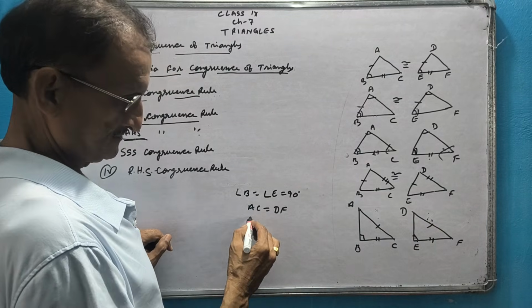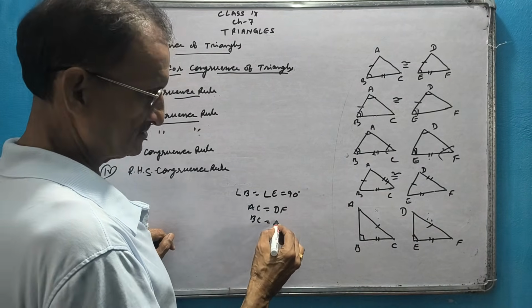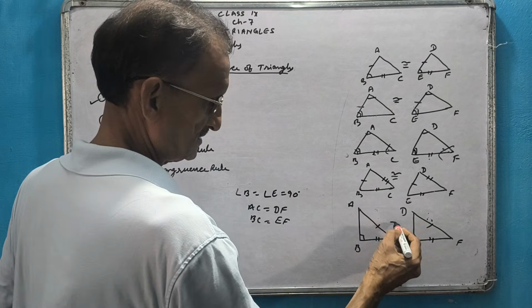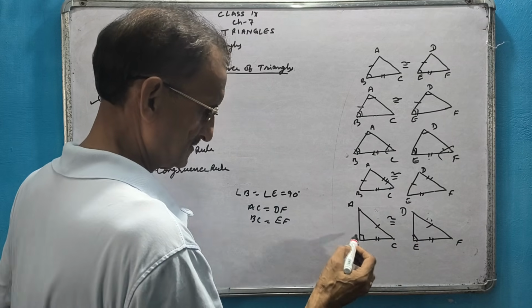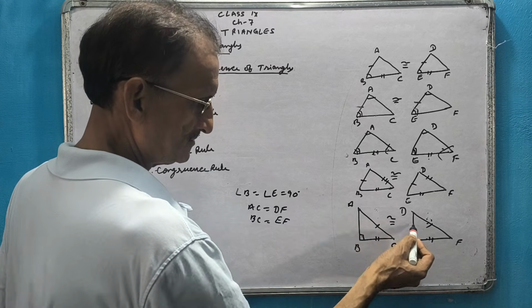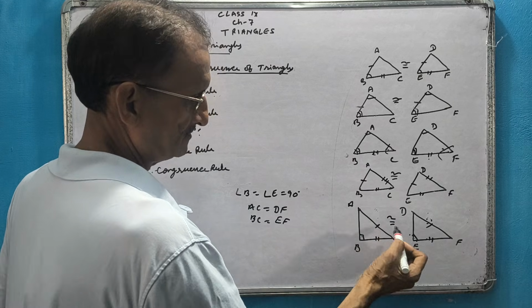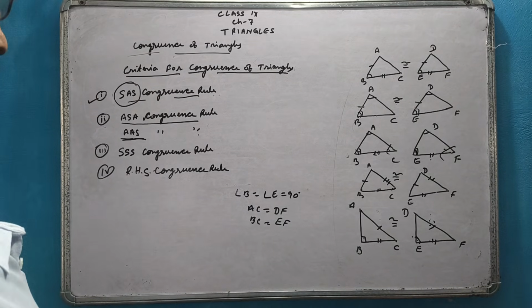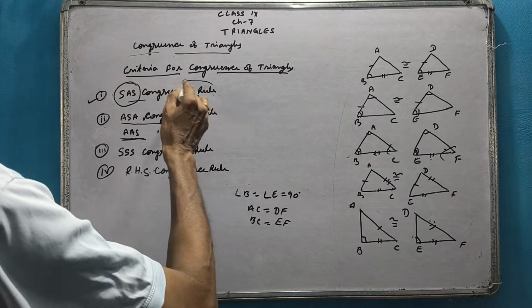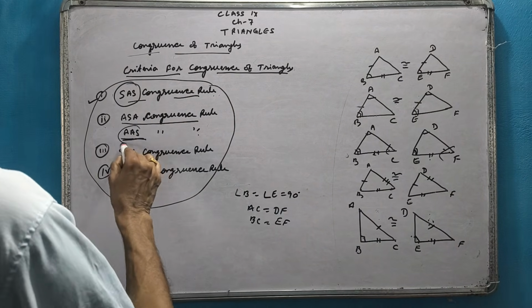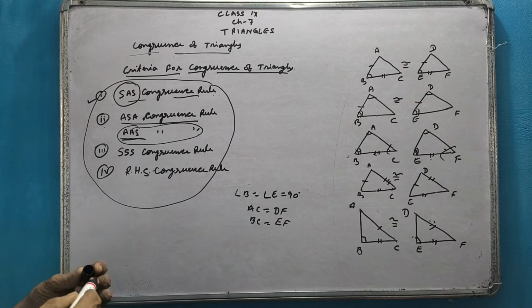and BC is equal to EF, then these two triangles will be congruent by the right angle hypotenuse side rule. It can be either BC equal to EF or AB equal to DE. So these are the congruence rules. Basically four only, but we can make it five. Now we will use these in the exercise.